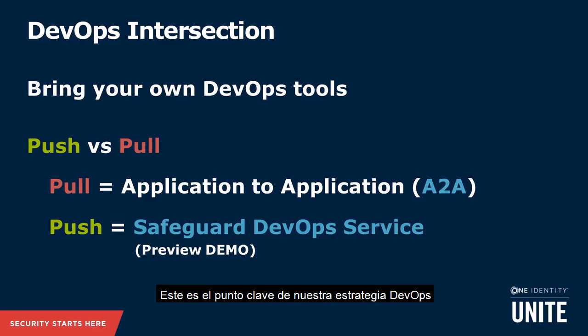This is the key point of our DevOps strategy. If you create friction for the developers, they're going to check in a password, right? Because they won't want to use your vault. If it becomes difficult for them to use the tools that they love, then they may not do anything secure at all. So our posture is have them use the DevOps tools the way that they need to.